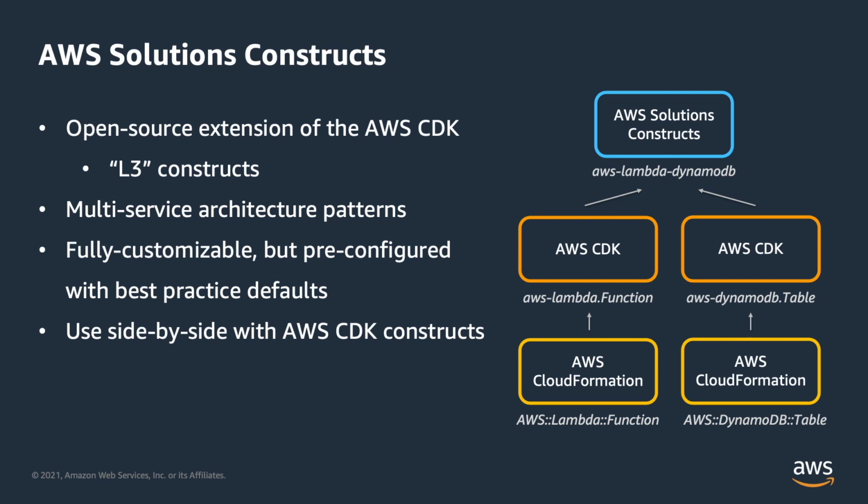As you can see in the diagram on the right, the AWS Lambda DynamoDB Solutions Construct is made up of two CDK constructs, one that creates a Lambda function, and another one that creates a DynamoDB table. By adding one of these solutions constructs to your project, you get both the Lambda function and the DynamoDB table pre-configured and ready to use. You also get any secondary resources, such as permissions or anything else needed for the pattern to work out of the box. This saves a lot of time over configuring each individual resource, especially if they appear multiple times in your project.